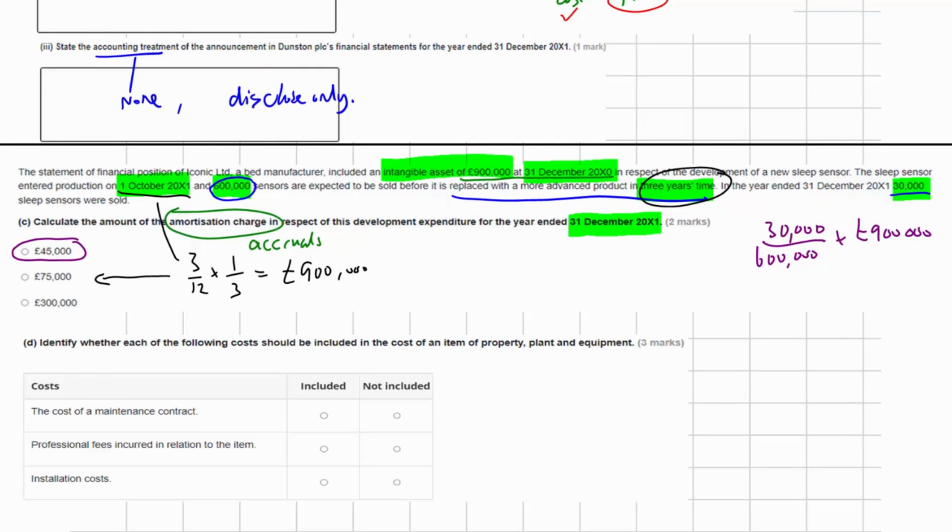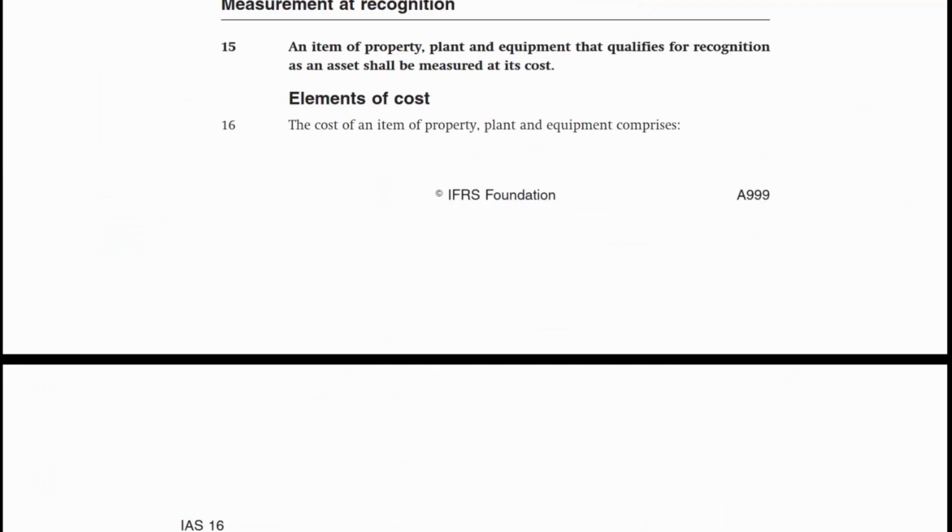In the final part of the question, it asks us to identify whether each of the following costs should be included in the cost of an item of property, plant and equipment. So we've got the cost of a maintenance contract, professional fees and installation costs. So let's have a look at IAS 16 to revise this. So we're looking at the elements of the cost. So what should be included in property, plant and equipment.